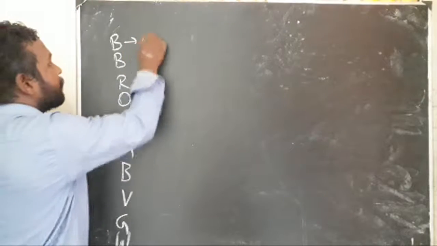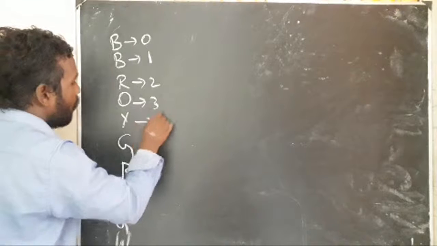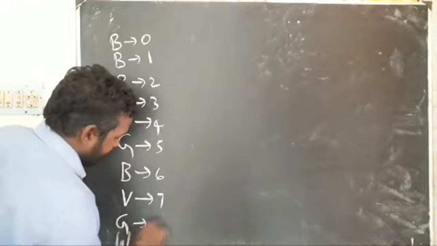First black, then brown. This is blue because we have 3 B's, that you need to know. So this is 0, 1, 2, 3, 4, 5, 6, 7, 8, 9. Like that we have.